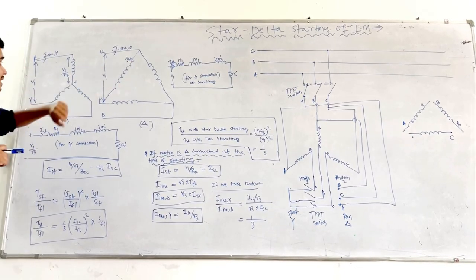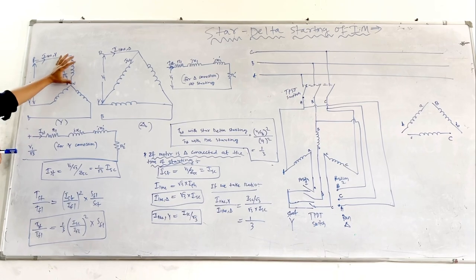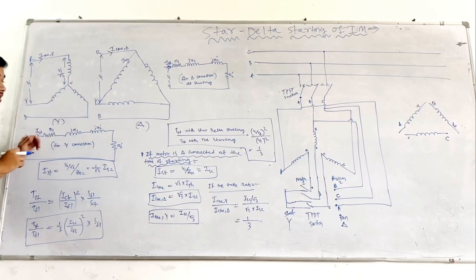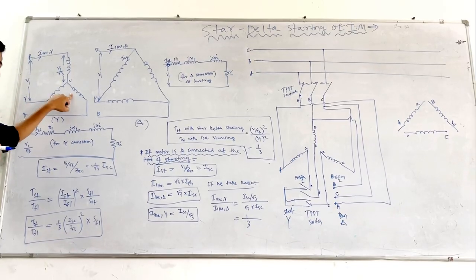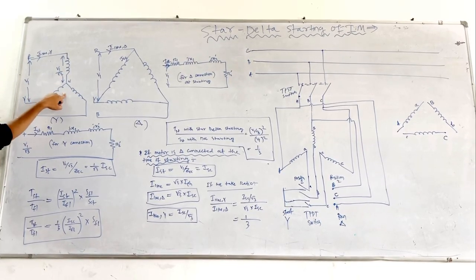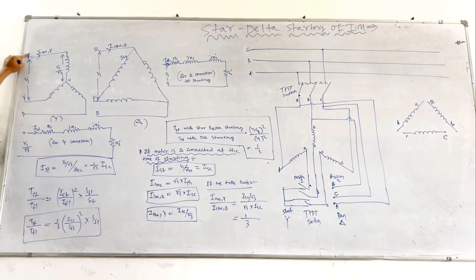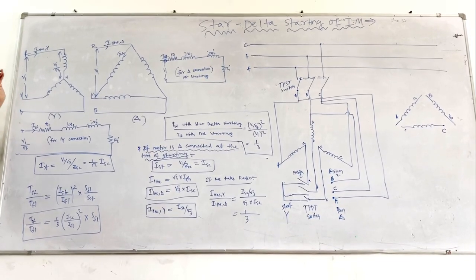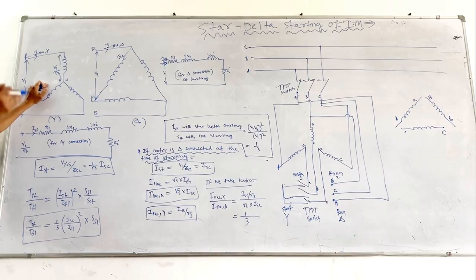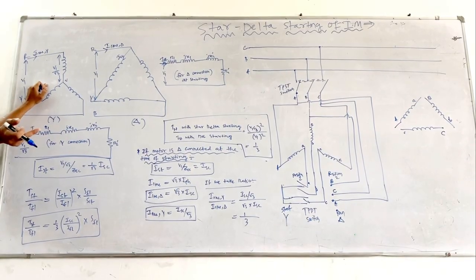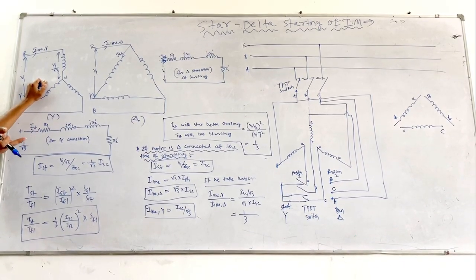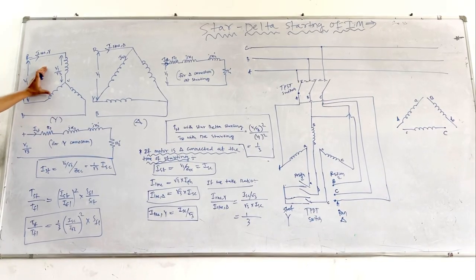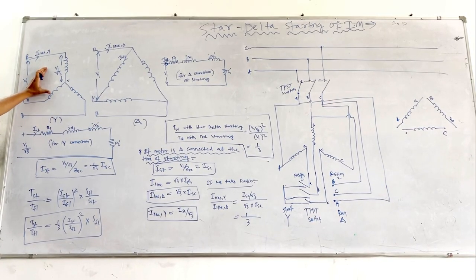Okay, so initially what you are going to do, these three windings are starter windings, and they are connected in which connection? Star connection. They are getting the supply R, Y, B. After the motor speeds up, the connection is changed to delta connection. So initially we are assuming the motor is connected in star.